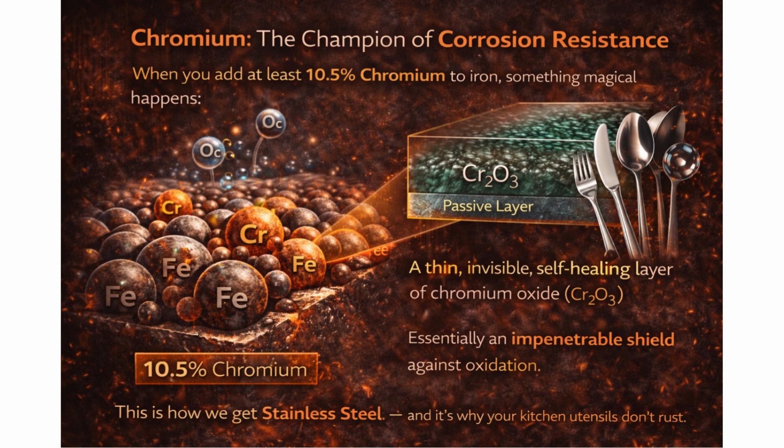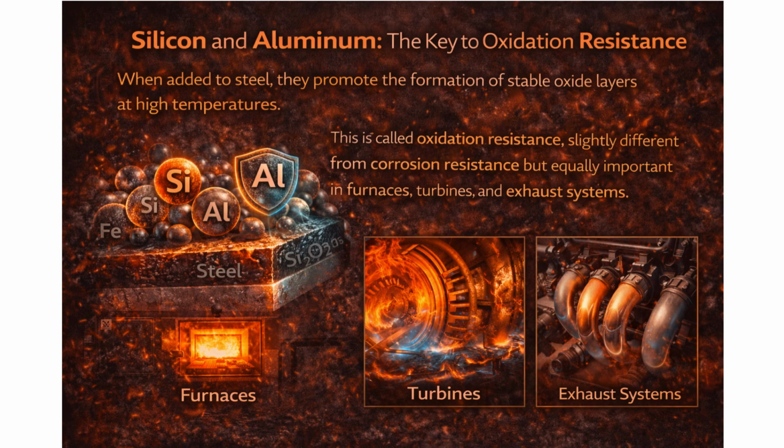Copper, Cu, in small amounts, 0.2%, gives weathering steel its unique ability to form a stable, protective rust layer, used in sculptures and architectural structures. Aluminum, Al, naturally forms Al2O3 on its surface, alloying with small amounts of copper or silicon maintains strength while keeping this protection. Silicon and aluminum, when added to steel, promote the formation of stable oxide layers at high temperatures. This is called oxidation resistance, slightly different from corrosion resistance but equally important in furnaces, turbines, and exhaust systems.